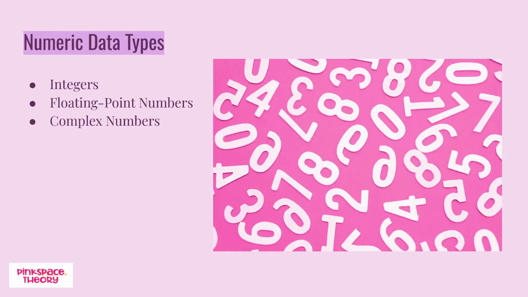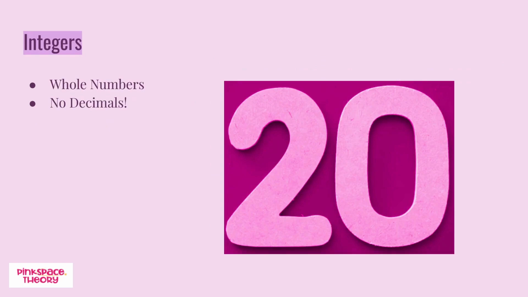Now, numeric data types, as indicated by the name, refer to data types that deal with different kinds of numbers. Specifically, there are three distinct numeric types: integers, floating point numbers, and complex numbers.